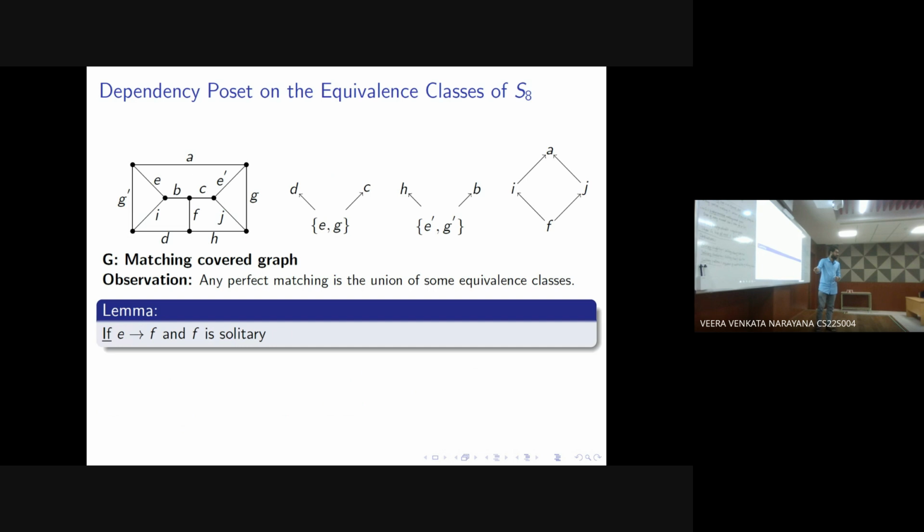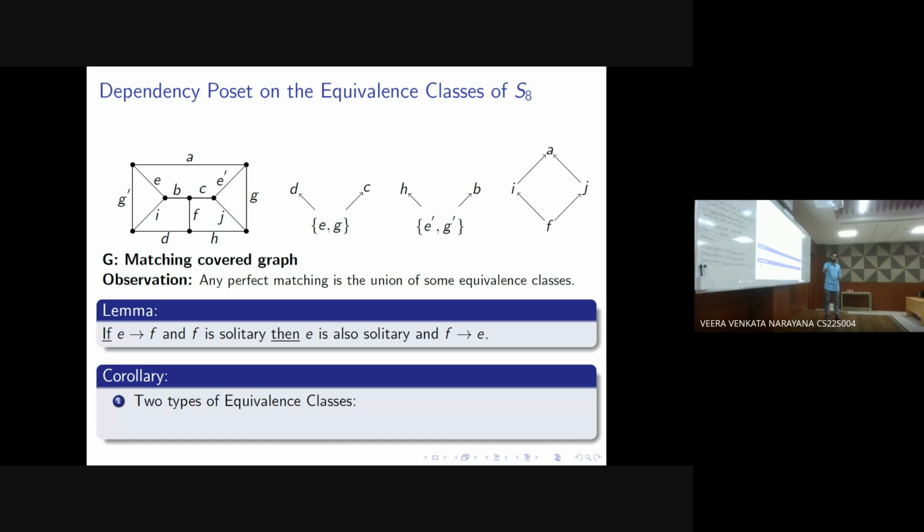If E depends on F and F is solitary, can we conclude something about E? Our graph is a matching covered graph. That means each edge belongs to at least one perfect matching, and also the edge E depends on edge F. That means every perfect matching containing E also contains F, and F is solitary. That means the number of perfect matchings containing F is exactly 1. So can we conclude something about E? How many perfect matchings does E belong to? Exactly 1. And F also depends on E. So this is a very simple observation, but it is useful.